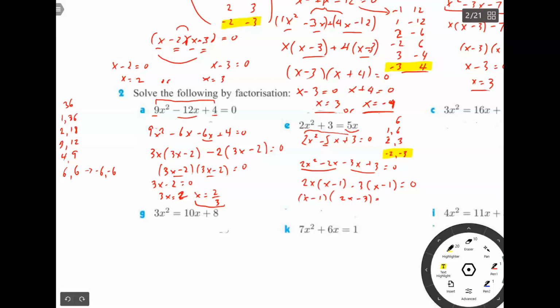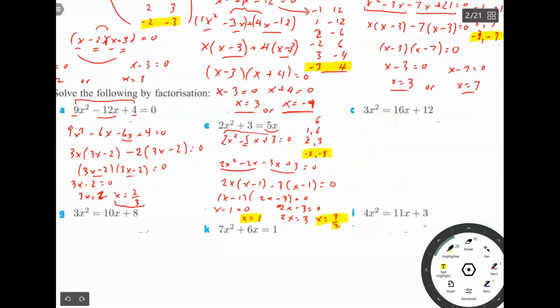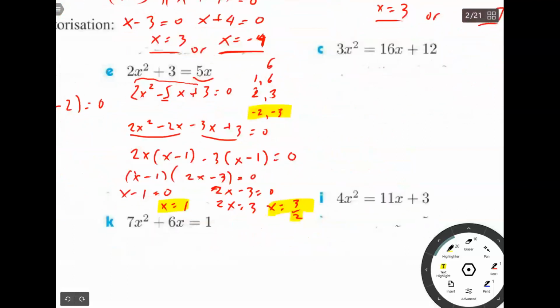And so we set that equal to 0. So x minus 1 equals 0. That means x is equal to 1. 2x minus 3 equals 0. That's 2x equals positive 3. X equals 3 halves. So the two solutions are x equals 3 halves or x equals 1. Okay, and so we've kind of taken all the guessing out of factoring by doing this method.